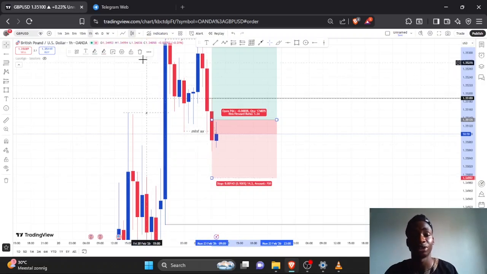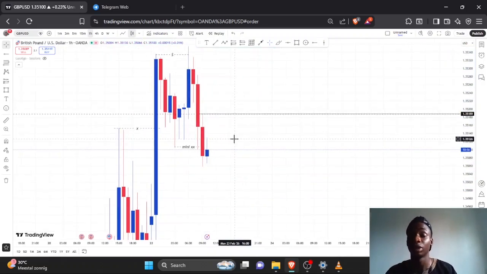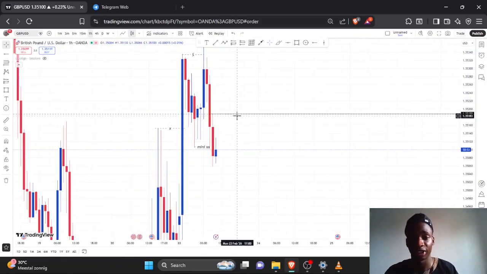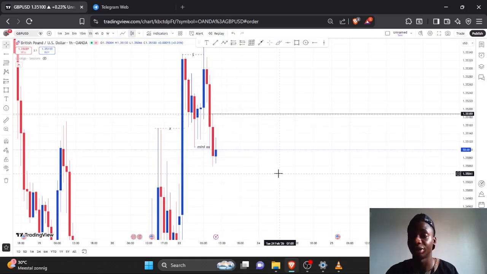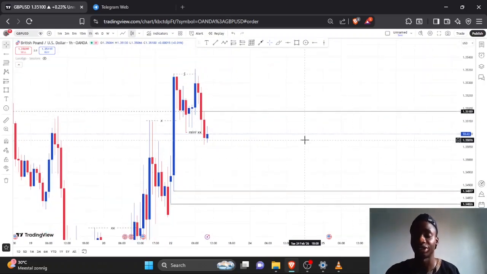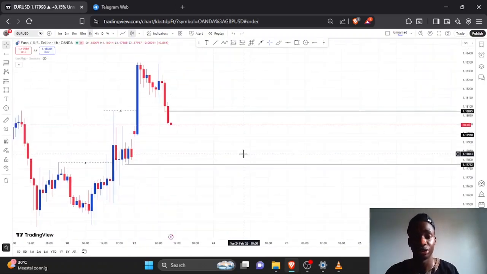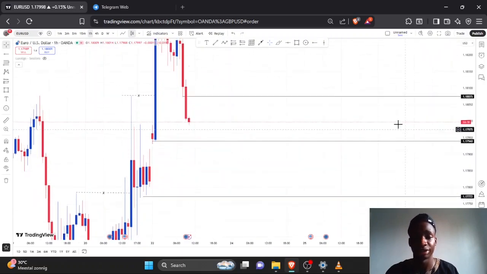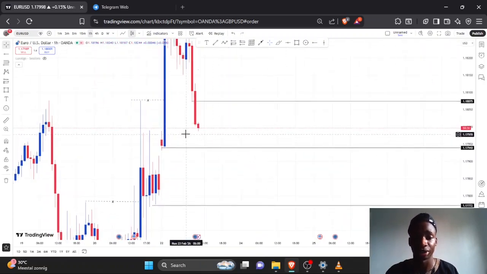So as a professional trader, you also have your plans, right? So this has been set. Hopefully it gets triggered. Once it gets triggered, I'm going to be interested again in GBP USD. Let's check EUR USD. EUR USD, same thing. You see EUR USD is approaching, and EUR USD has a little bit of imbalance.